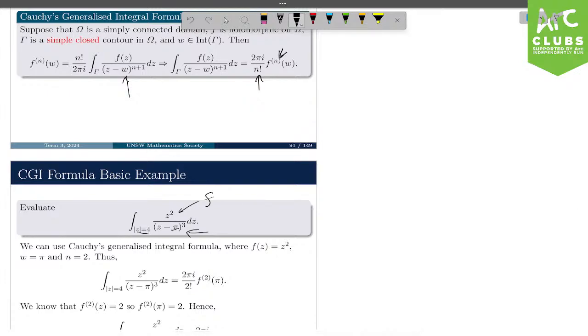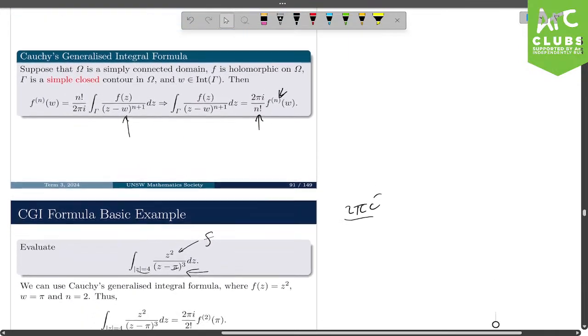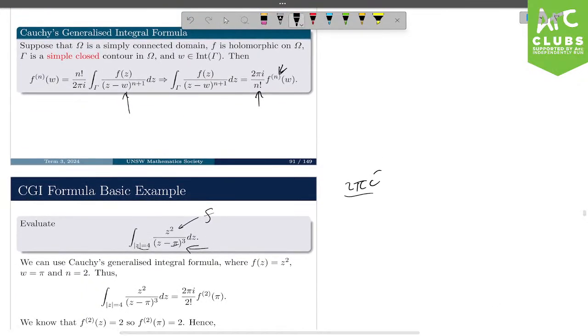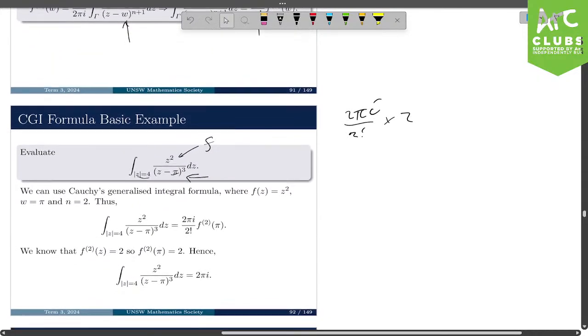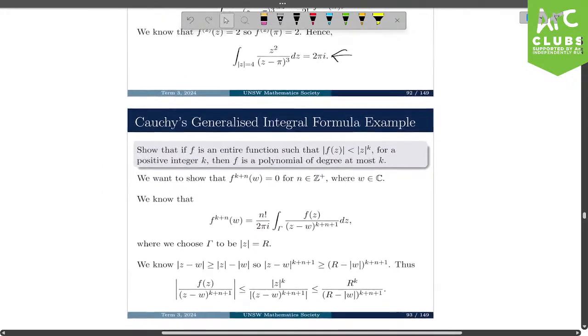So we should get 2 pi i divided by, mind you, an important distinction is just understanding the function is holomorphic, excluding that point. So 2 pi i on n, where n is 2 in this instance, so we take 2 factorial times the function z squared differentiated twice, which will be 2, at the point w, which is pi. So, as required, the desired result.